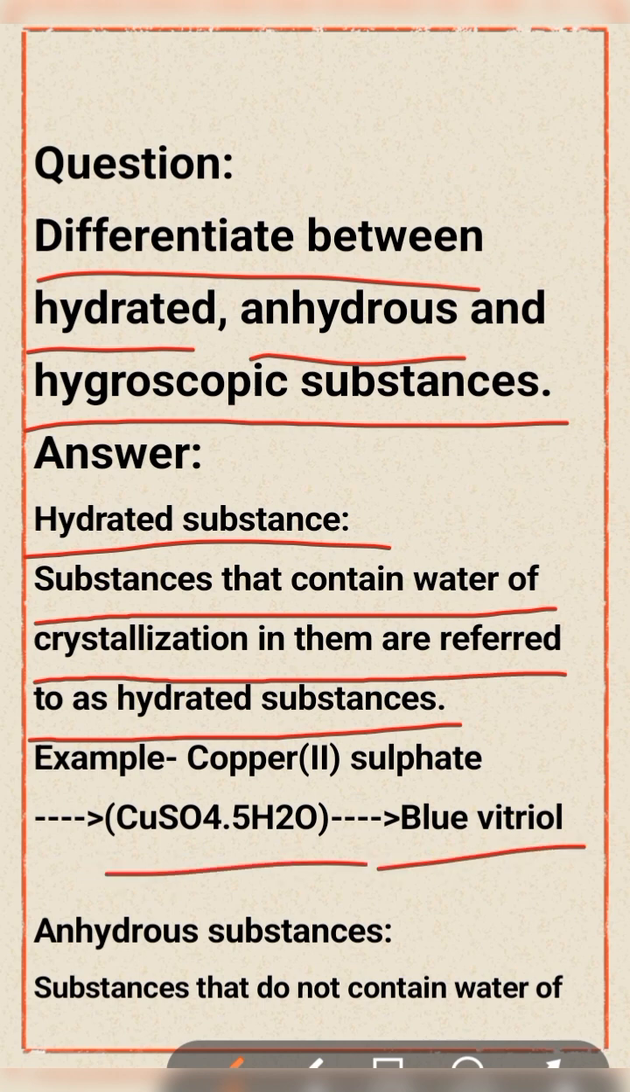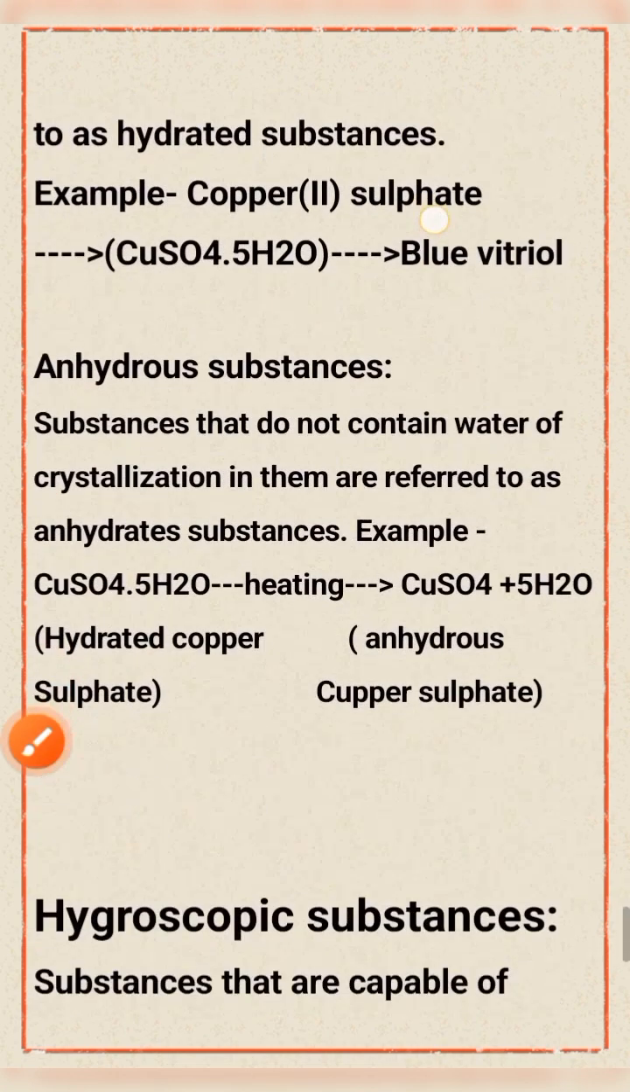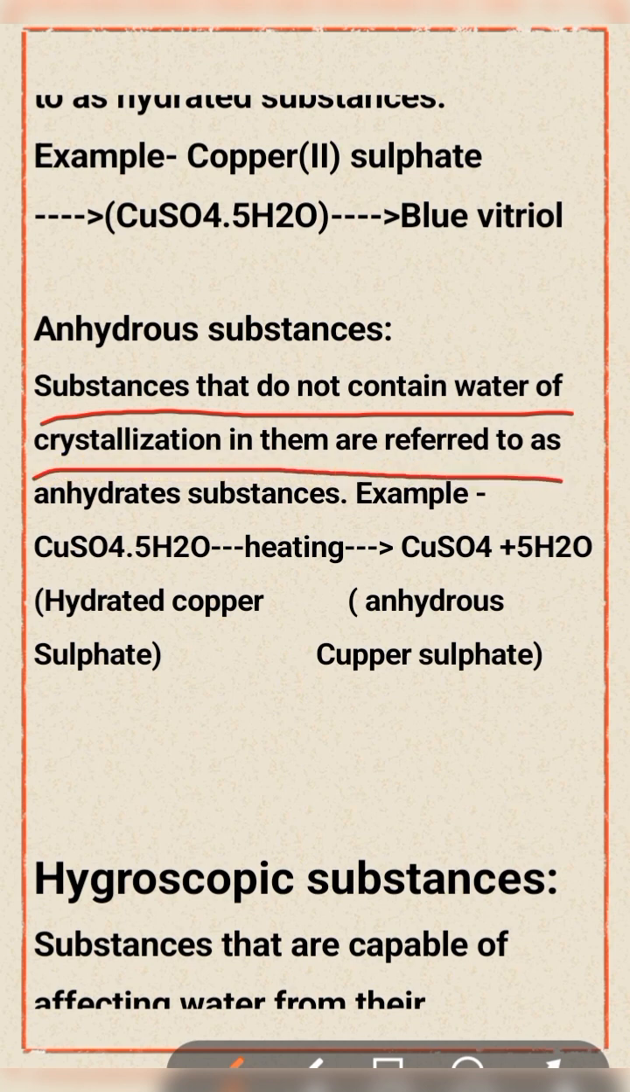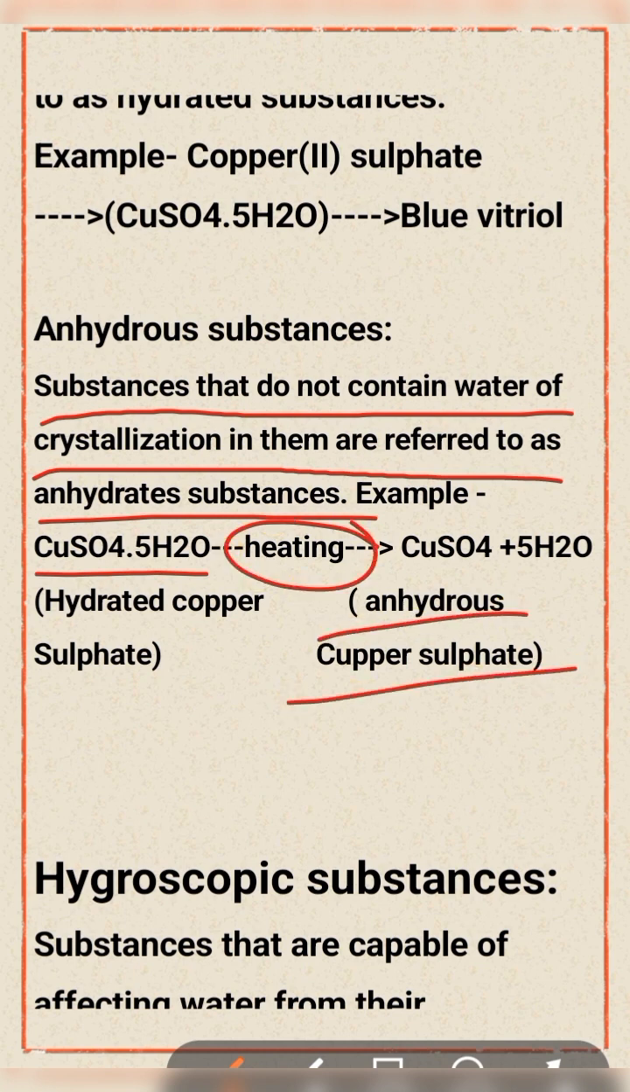Anhydrous substance: substances that do not contain water of crystallization in them are referred to as anhydrous substances. Example: hydrated copper sulfate, CuSO4·5H2O, when heated forms anhydrous copper sulfate, that is CuSO4. Next part, hygroscopic substance.